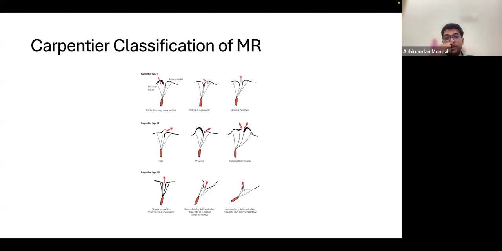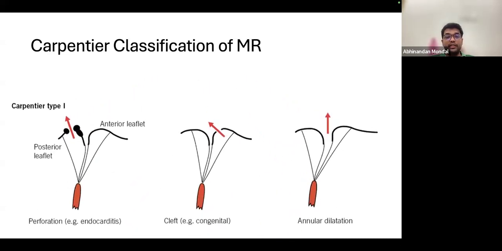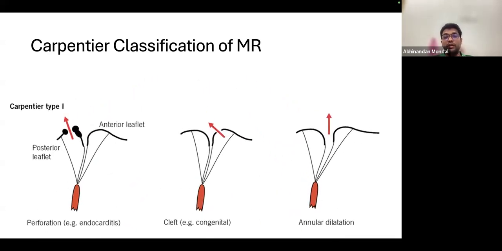So we have to be very much aware of this Carpentier classification of MR. It is asked in every exam. So Carpentier actually classified the MR by the motion of your mitral valve leaflet. Type 1 deals with normal mobility of your mitral valve leaflet. Type 2 is increased mobility, and type 3 is decreased mobility.